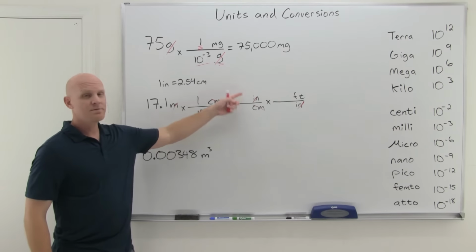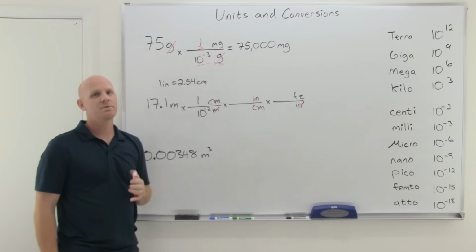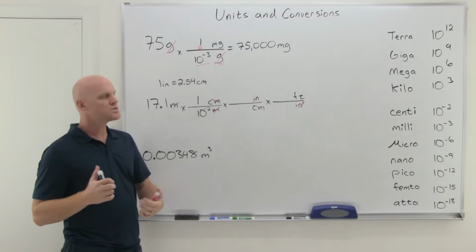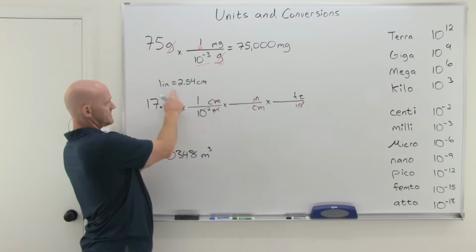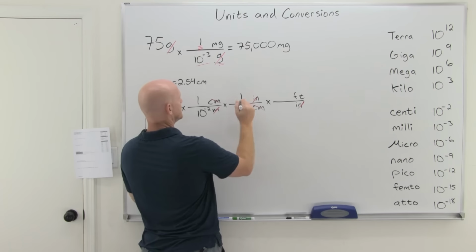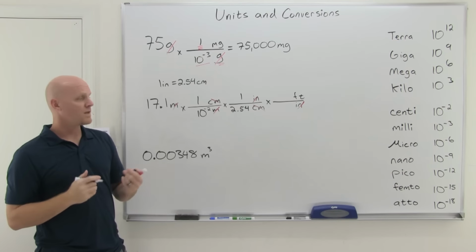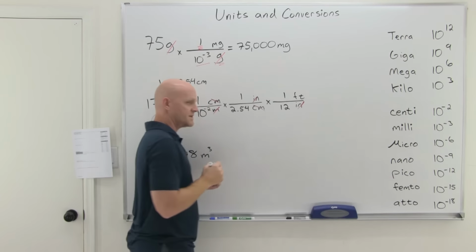Then inches to centimeters, again, that's the crossover between the American and metric systems, and that's got to be provided. Your professor technically could make you memorize a few of those, but usually it's something that's going to be given to you, and I gave it to you right here. So in this case, we just plug these numbers in. 1 inch is equal to 2.54 centimeters. And then finally, 1 foot is 12 inches.